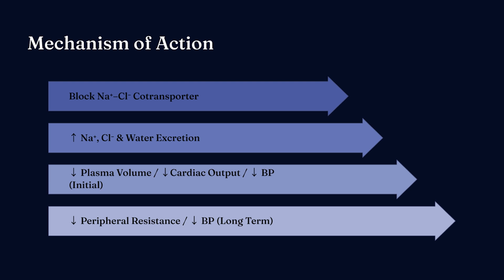Initially, this reduces plasma volume, leading to a fall in cardiac output and consequently blood pressure. However, this is only the early phase. With continued therapy, thiazides reduce peripheral vascular resistance, and this becomes the main mechanism responsible for sustained blood pressure control.